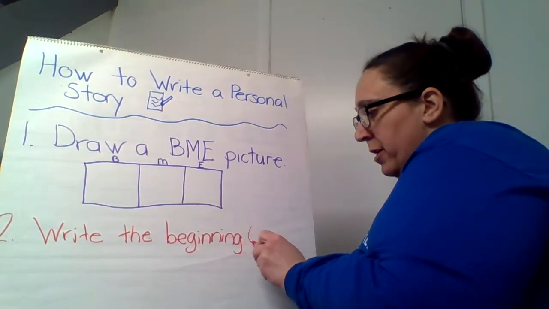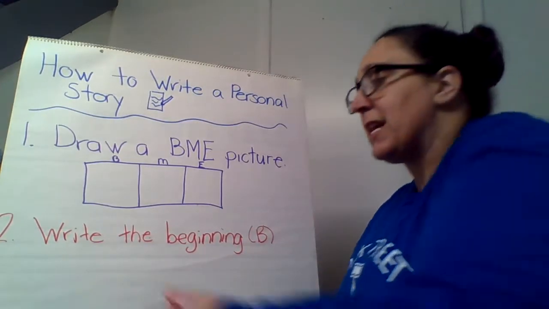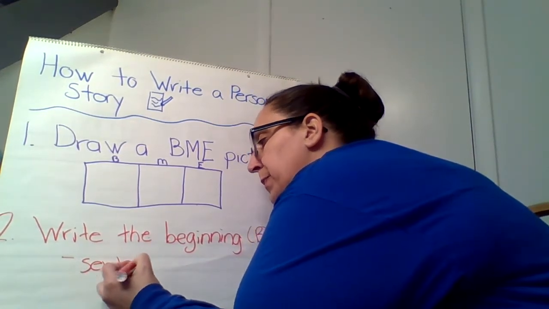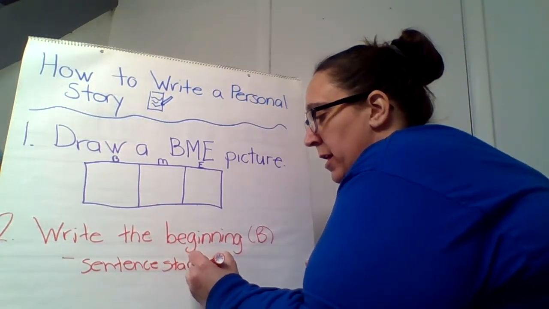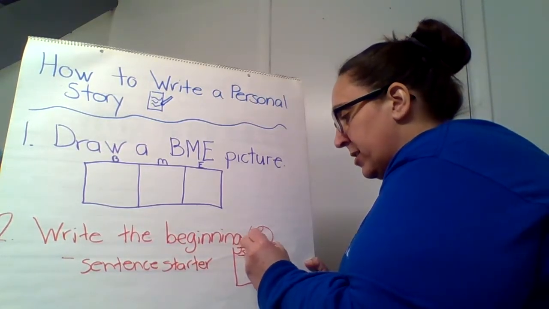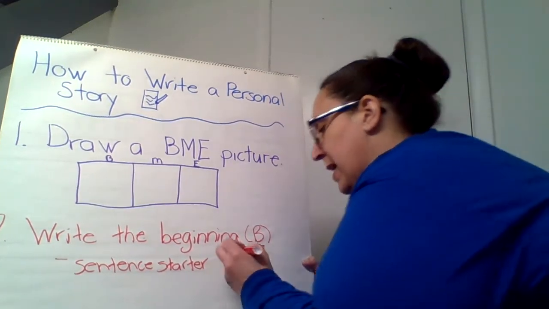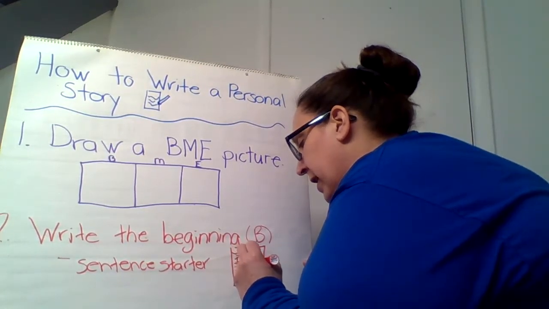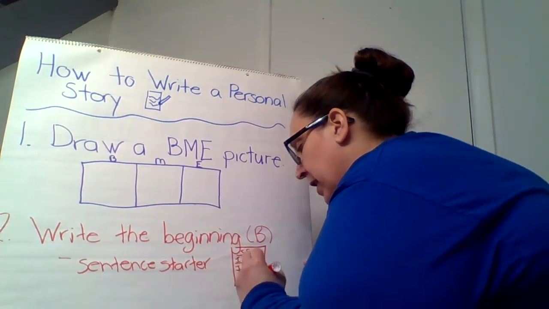And I'm going to put the letter B there, just so you guys know it's the letter B. In order to write the beginning, I want you to look at the sentence starter page. It's a list, and it says sentence starter, and it has 1, 2, 3, 4. It has I go, I can, I see, and I like.